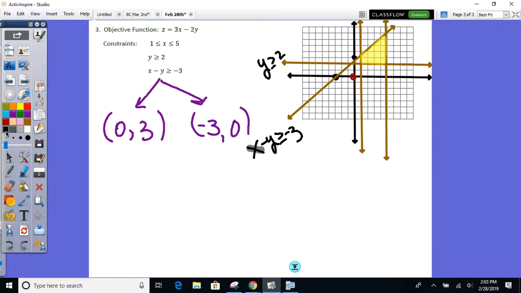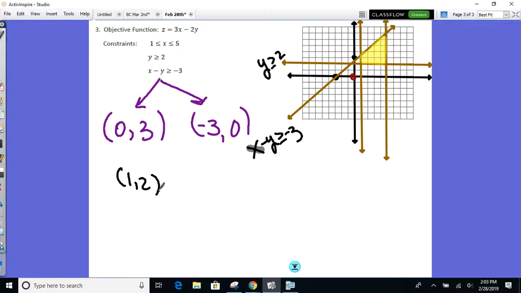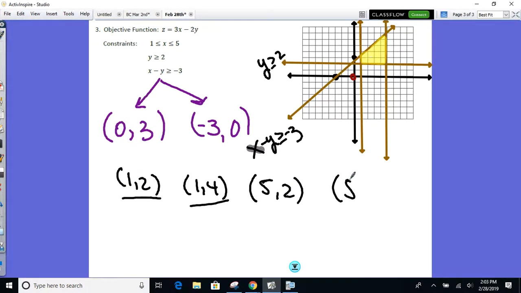What's one? Give me a point. 1, 2. Nice. Keep going. 1, 4. This is why it's helpful to do the straight edge. You're starting to see it. The other 2 points, 5, 2, along with 5, 8.